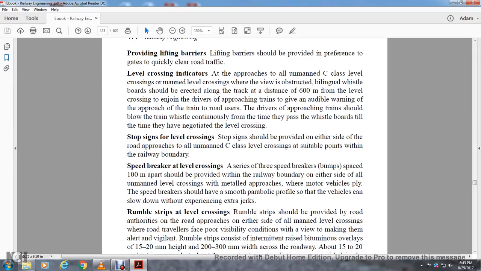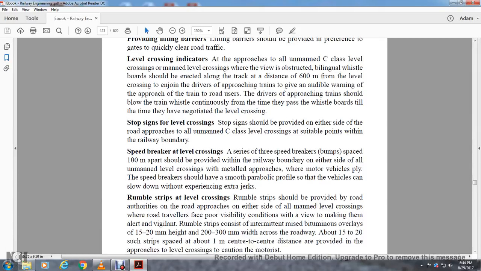Speed breakers at level crossings. A series of three speed breaker bumps spaced 100 meters apart should be provided within the railway boundary on either side of all unmanned crossings with motorable approaches where motor vehicles ply. Speed breakers should have a smooth parabolic profile so that vehicles can slow down without experiencing extra jerks.